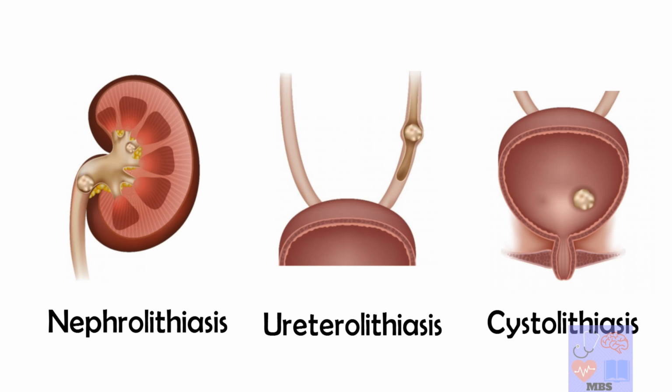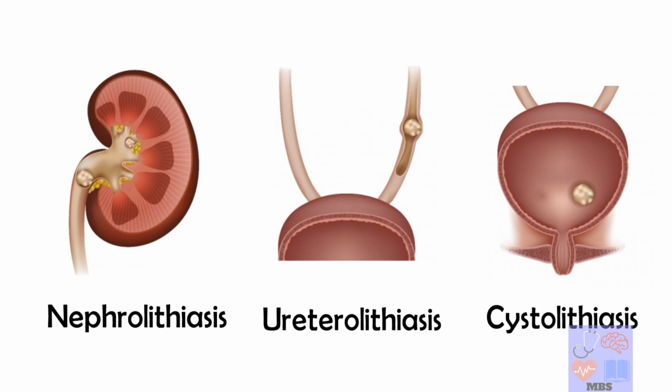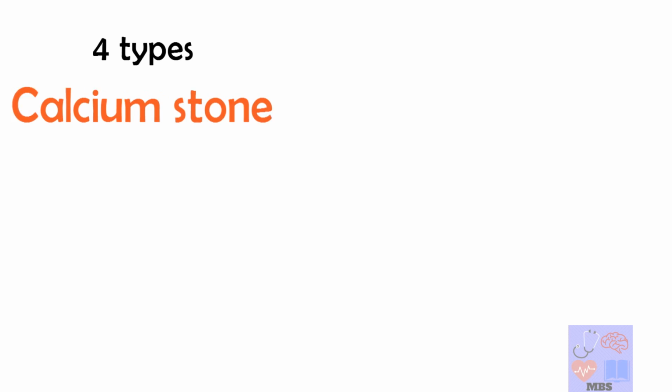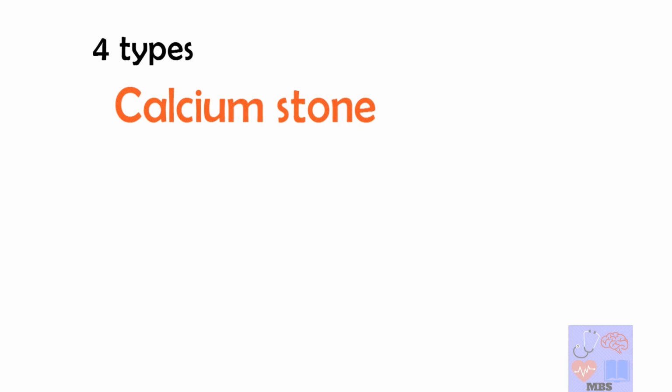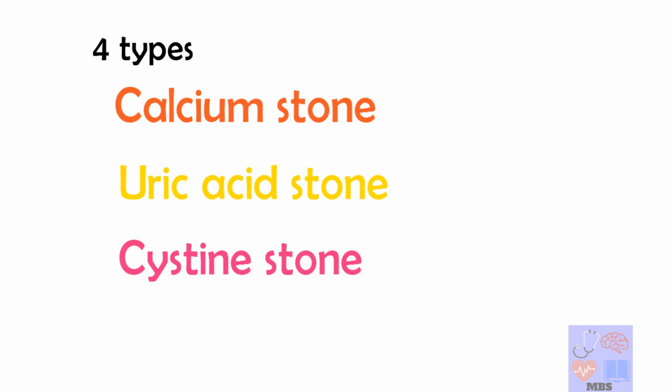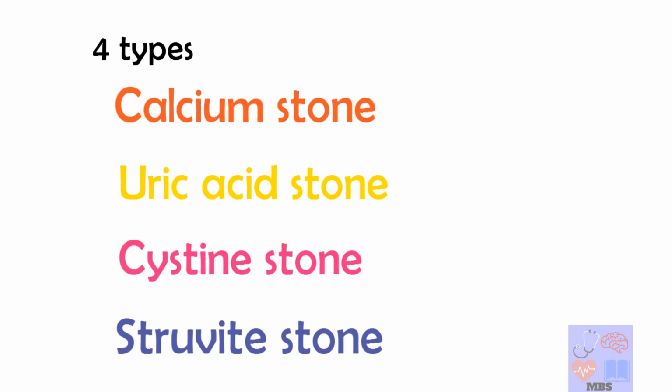Now what we are going to see in this video is the classification of the calculi according to their chemical composition and their characteristics. So mainly they are divided into four types. The first is calcium stone, second is uric acid stone, third is cystine stone, and fourth is struvite stone.